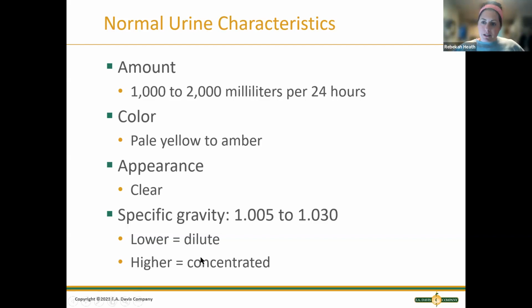The lower the specific gravity is, the more diluted your urine is. The higher the specific gravity is of the urine, the more concentrated it is, meaning there's more particulates in it. There's more things inside of that fluid.